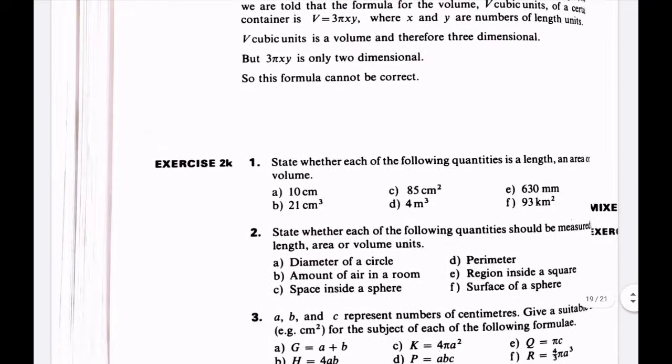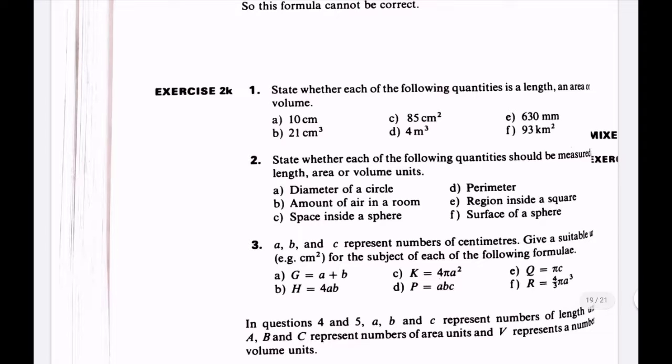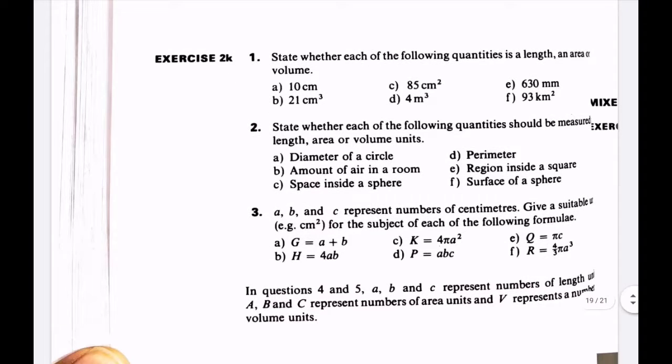Come to the exercise. State whether each of the following quantities is a length or area or volume. So the first one is length, B is volume, C is area, D is volume, like this. How do I know? With the power.